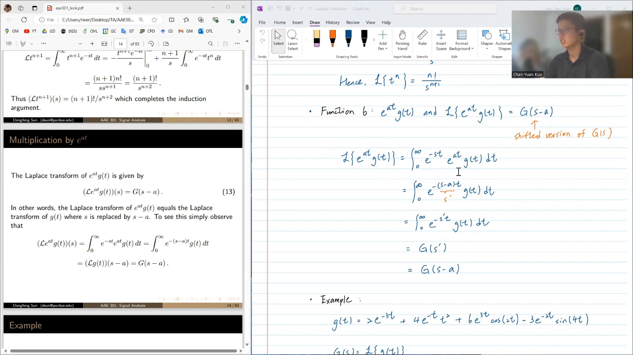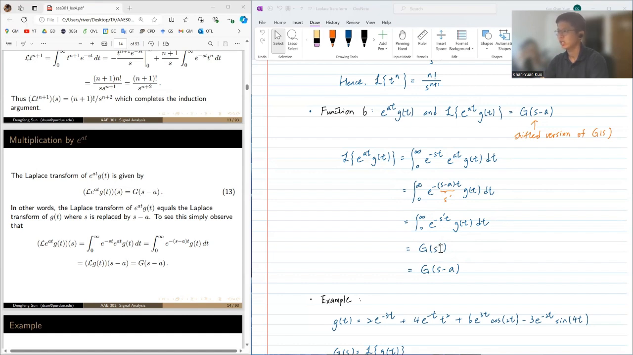So first, we follow the definition of the Laplace transform, and we will get the integral of e to the negative st times e to the at times g of t from 0 to infinity with respect to t. And next, we will introduce a new variable called s prime, which equals s minus a. And so this expression here can be rewritten as the integral of e to the negative s prime t times g of t from 0 to infinity with respect to t.